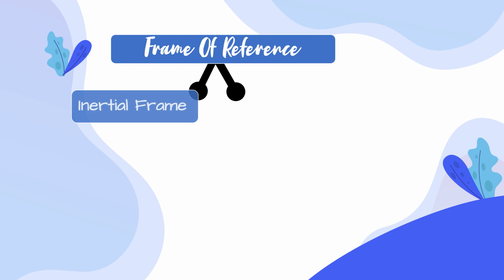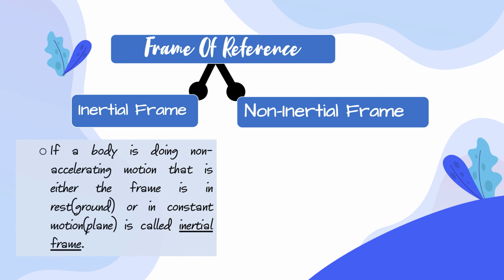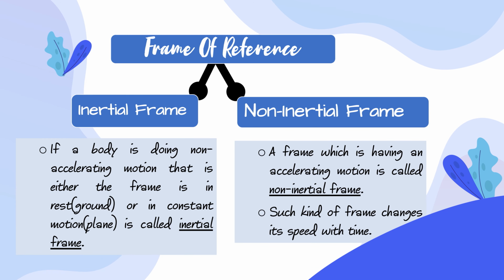It is of two types: inertial and non-inertial. If a body is doing non-accelerating motion, that is, either the frame is in rest or in constant motion, it will be an inertial frame. An inertial frame of reference is one in which Newton's first law of motion holds. In such a frame, an object at rest remains at rest, and an object in motion continues to move at constant velocity if no force acts on it.